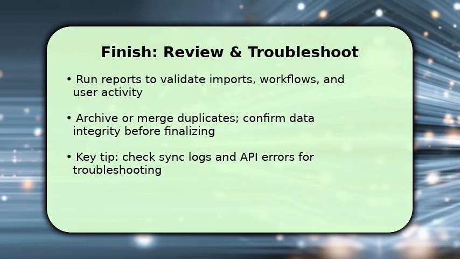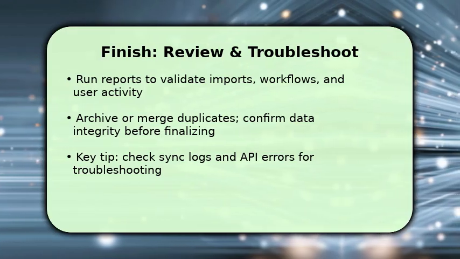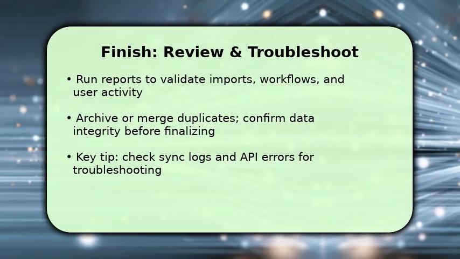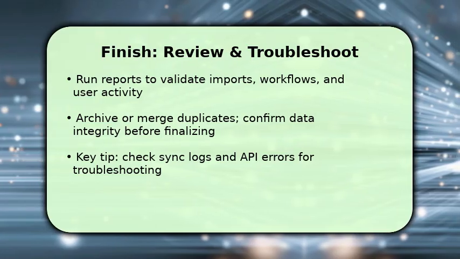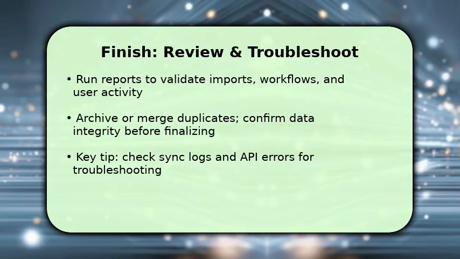If automations misfire, check sync logs and API error messages for the root cause. This reveals whether mappings, permissions, or external systems are failing. If problems persist, temporarily disable the workflow, fix the source record.